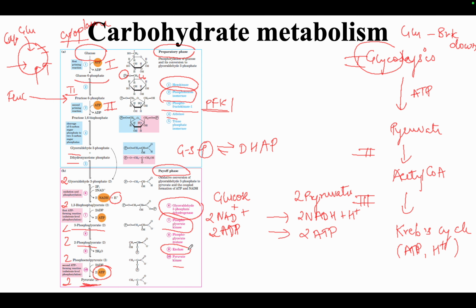I'm writing only 2 molecules of ATP because we have used 2 molecules here, so these ATP molecules will cancel off, and only 2 molecules of ATP are formed. Okay, but it's all multiplied by 2. So from reducing power, the 2 NADH H plus, this reducing power gives us approximately how much?